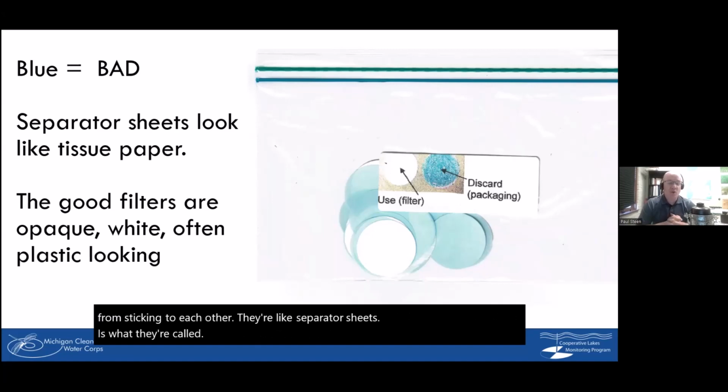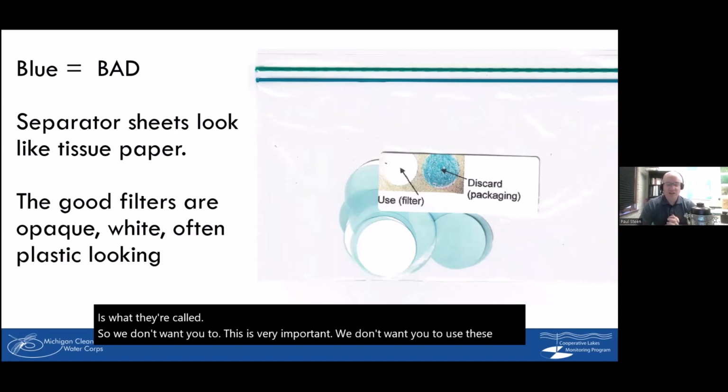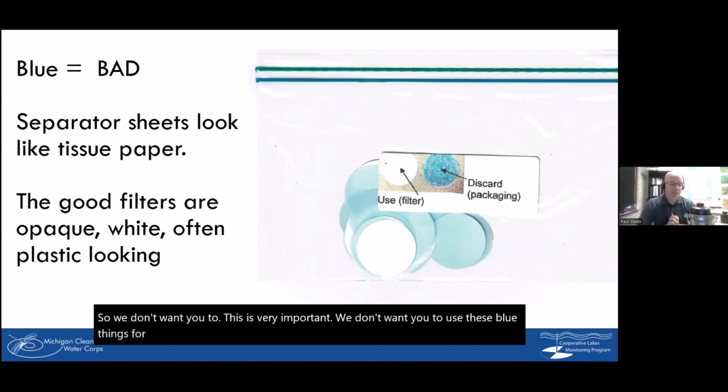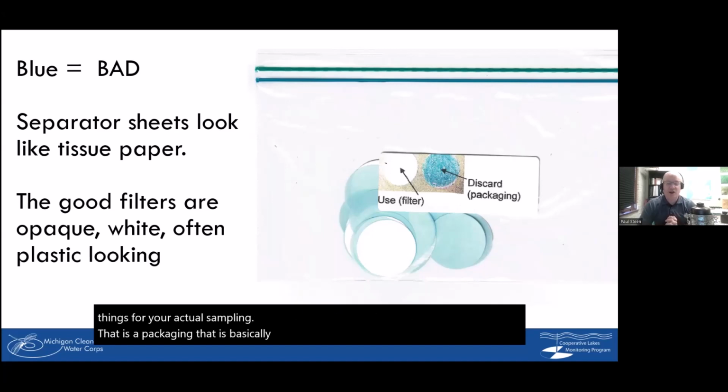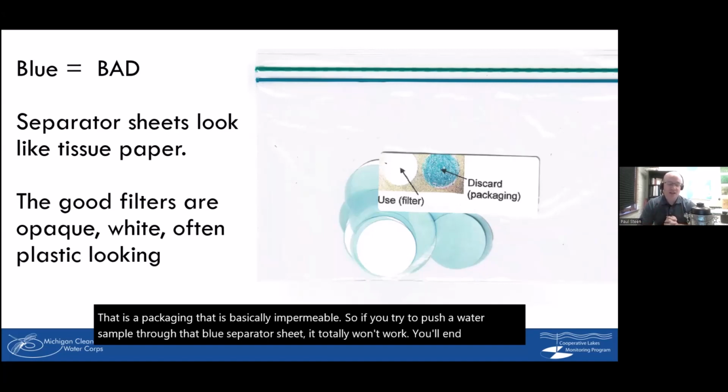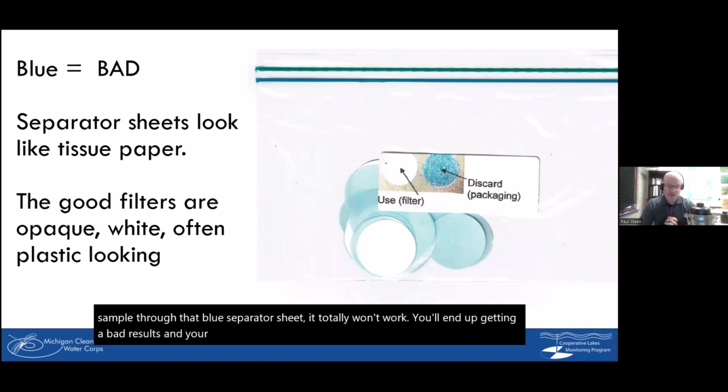So this is very important, we don't want you to use these blue things for your actual sampling. That is a packaging that is basically impermeable. So if you try to push a water sample through that blue separator sheet, it totally won't work. You'll end up getting a bad result and your sample will get rejected.